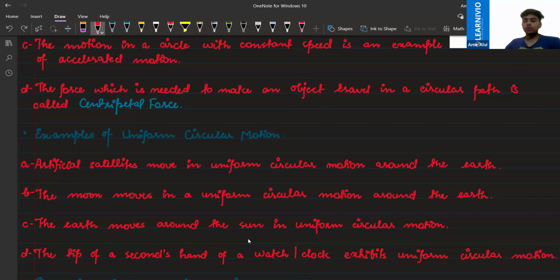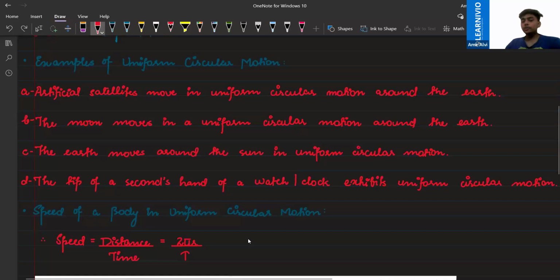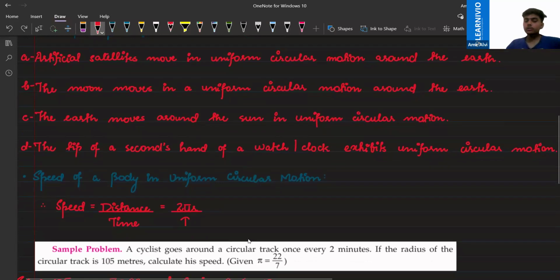Okay, so now let's move to the speed of the uniform circular motion, Harshita. The body is moving in a circular motion, which means it is moving along the circumference of the circle. So the distance traveled by the body would be 2 pi r, and the time taken is the time period, to complete one revolution. So the speed would be 2 pi r by T. Please note down this formula. After that, we'll move forward to the questions. Okay, this is the question. Please try, Harshita.